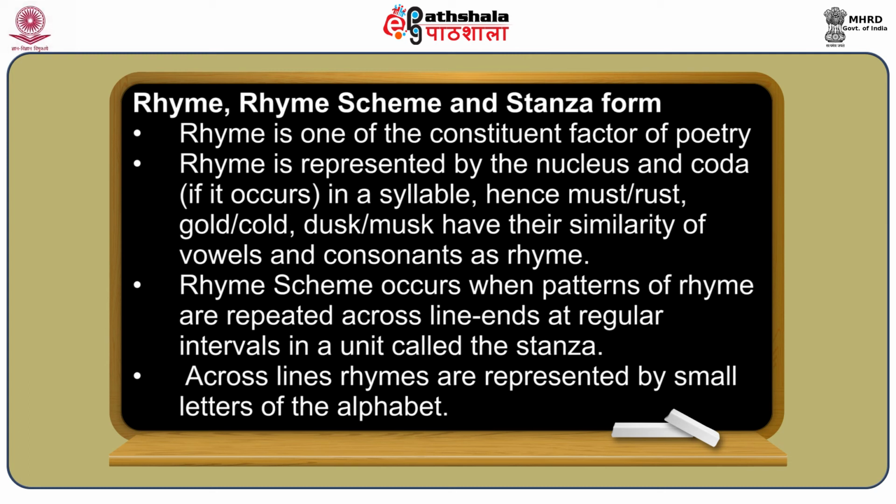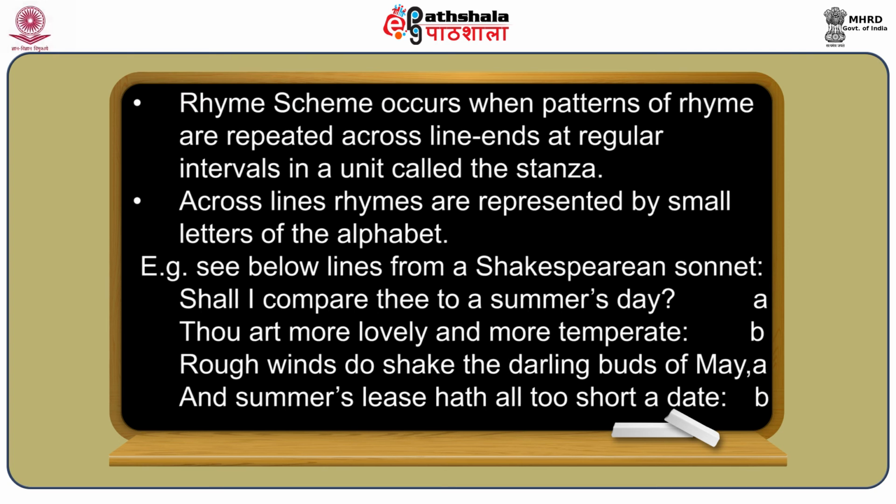When rhymes are created across lines at regular intervals, we call this unit a stanza. And the stanza has a rhyme scheme. Let's look at one of the rhymes. Rhyme is a constitutive factor of poetry. And how does it happen? Let's take an example. Rhymes between two lines and rhymes across many lines constitute a stanza. And the rhyme at the end of each line of the stanza will give us the rhyme scheme.